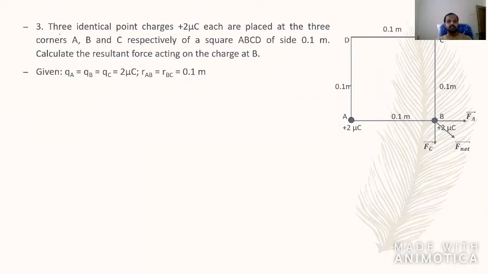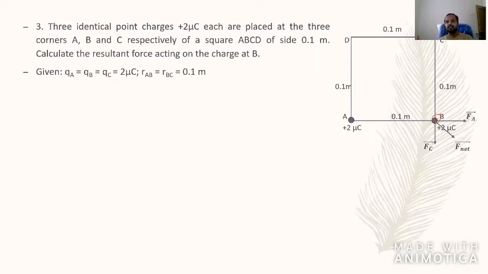So in the third numerical, we have three identical point charges plus 2 microcoulomb each placed at the three corners A, B and C respectively of a square ABCD of side 0.1 meter. Calculate the resultant force acting on the charge at B. So in this, firstly we have to find out the two forces, that is force on B, force on plus 2 microcoulomb charge which is at B due to the charge 2 microcoulomb which is placed at A.